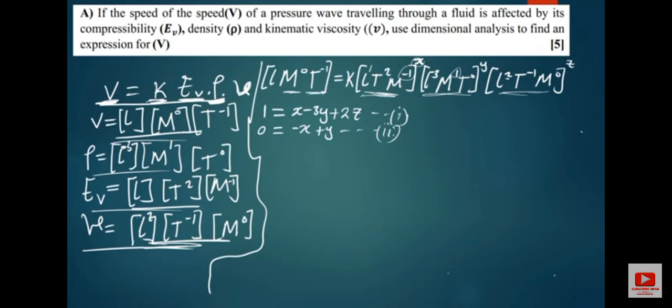And then we move on to the third equation, where we're taking the powers of t. The power of t on the left is -1. Then on the right, the power of t is 2 times x, so we get 2x. Then the power of t is 0, 0 times y, the answer is 0. Then the power of t is -1, -1 times z, we have negative z.